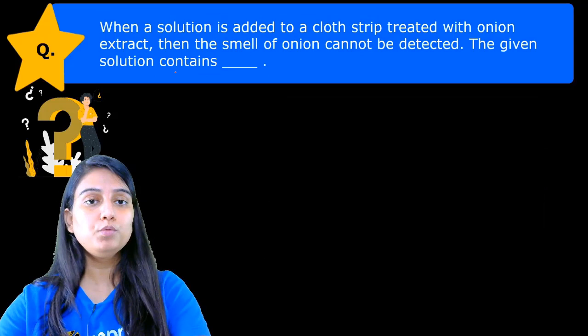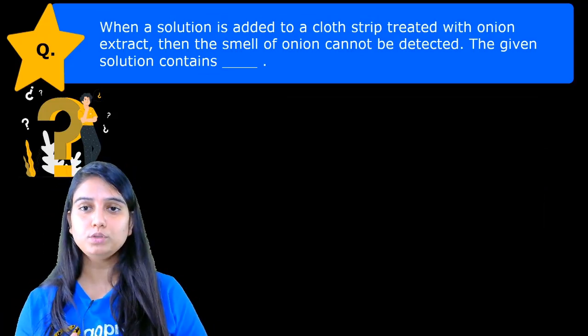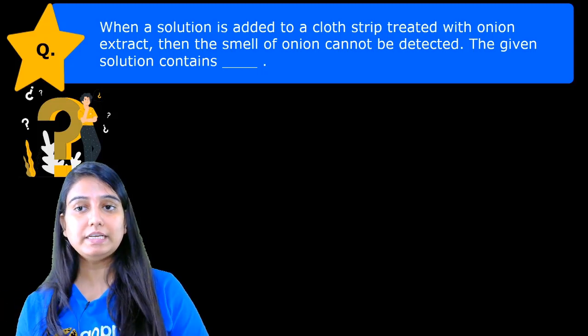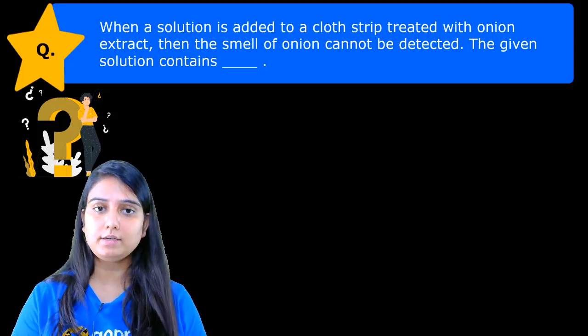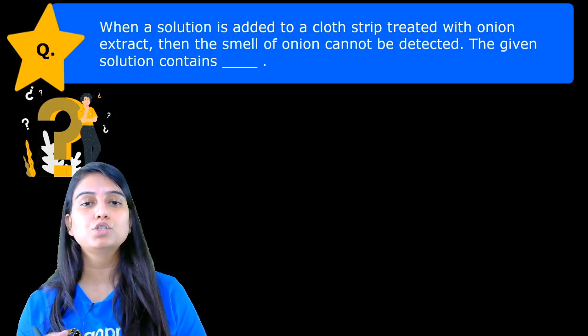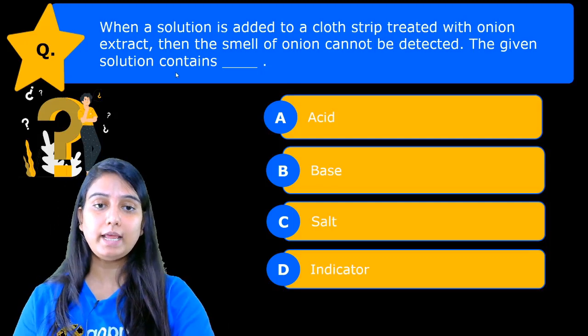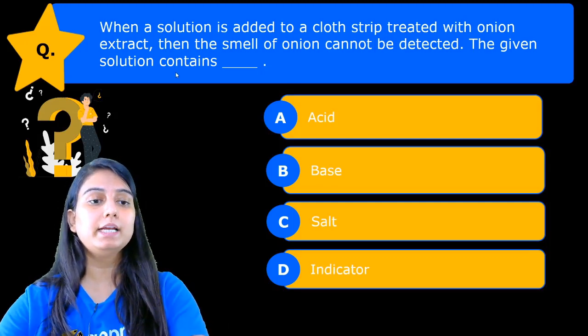Now move करते हैं next question पर. When a solution is added to a cloth strip treated with onion extract, then the smell of onion cannot be detected. The given solution contains, these are four options. We have to tell which one is the correct answer.